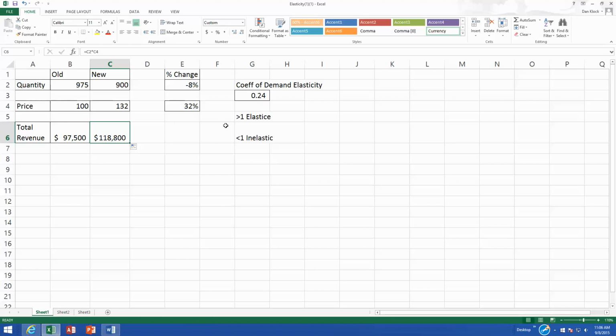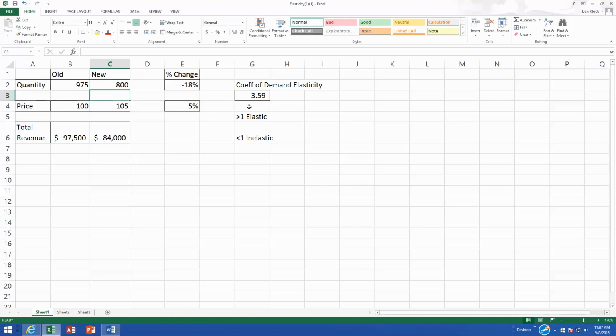So let's see a scenario where something would be elastic. Look at, I spelled elastic wrong here. I am the worst. Fine. Let's say I raise my prices up to $105 and my quantity went down drastically to 800. People just stopped buying it, right?